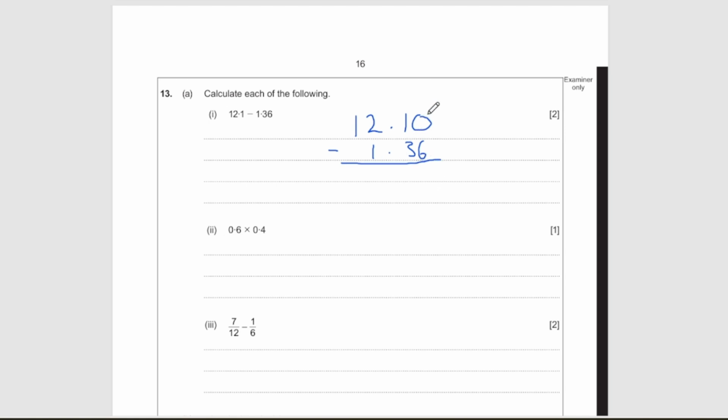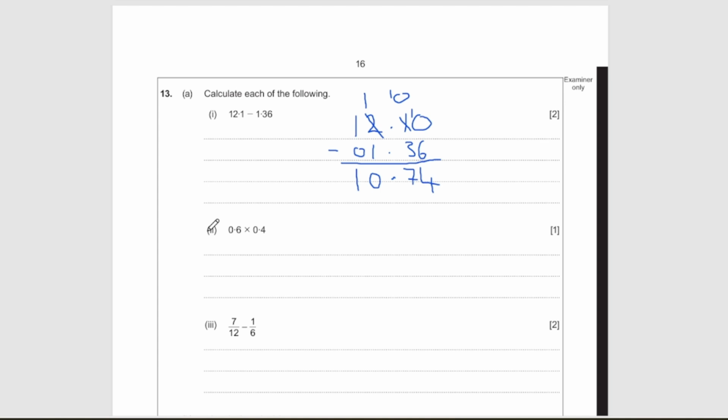Now, we can't do 0 take away 6, so we need to borrow from the 1. It changes to a 0. The 0 changes to a 10. 10 take away 6 is 4. We can't do 0 take away 3, so we need to borrow from the 2. The 2 changes to a 1, which changes this to a 10. 10 take away 3 is 7. We put our decimal place in. 1 take away 1 is 0, and this here is a 0 as well. 1 take away 1 is 0. 1 take away 0 is 1. 10.74.